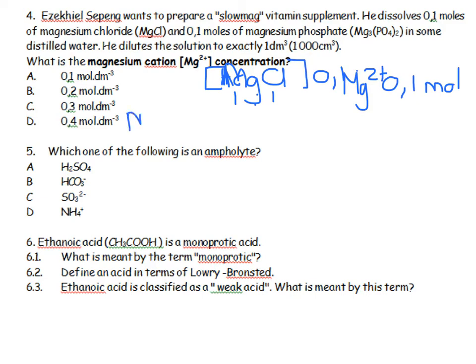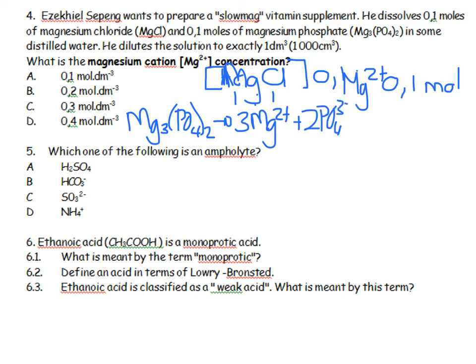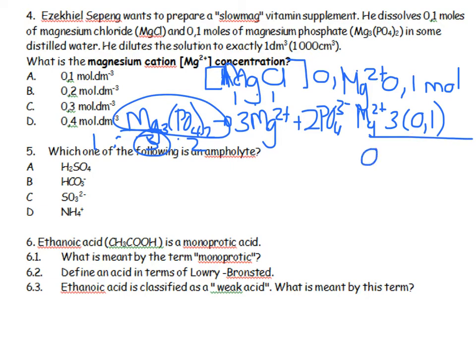With the Mg3(PO4)2, it's going to dissociate into 3 Mg2 plus ions plus 2 PO4 3 minus ions. So that means that I have got a 3:2 ratio over here, and in terms of the whole salt, for every one of those, there are actually 3 magnesiums. So my magnesium 2 plus ion concentration is going to be 3 times 0,1. And therefore, altogether, I'm going to have 0,4 moles of magnesium dissolved in 1 decimeter cubed, so that's per decimeter cubed, so D is your correct answer.